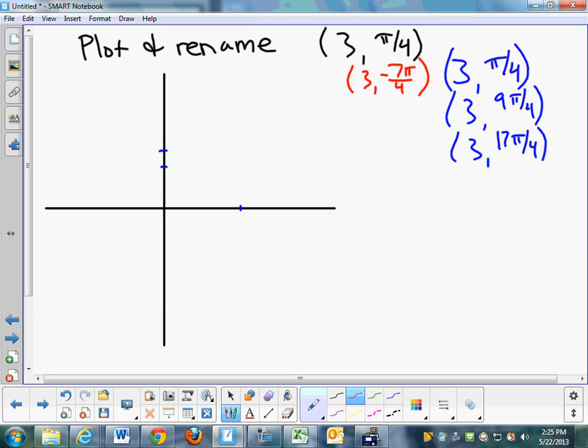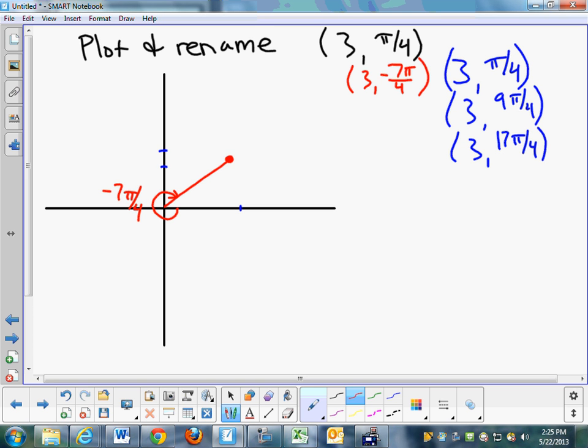I plot the angle first. How much is 7 pi over 4? Do you have out your graphic organizer? Tara does. If you don't know these off the top of your head, you're going to have to look it up. It's 315 degrees. So negative 7 pi over 4 would start here, and it would bring you all the way to this position right here. And then you would extend 3 units in that direction.